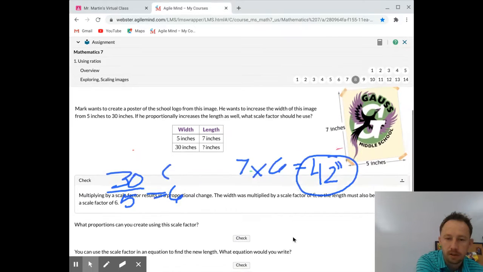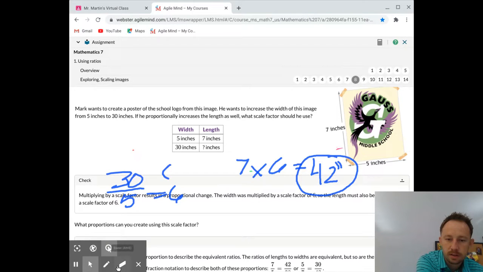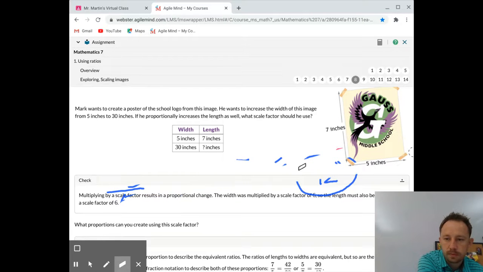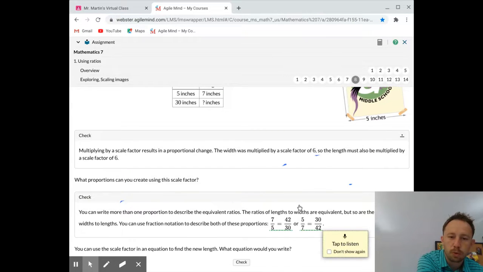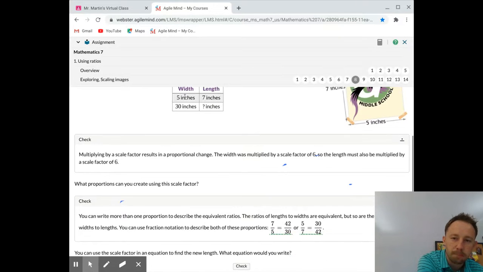All right, that's looking good so far, right? Let me erase this off of here. And we'll keep scrolling. So it said, what proportions can you create using the scale factor? And so we actually did this, except we did it kind of backwards. So it says 7/5 is equal to 42/30, or 5/7 is equal to 30/42.